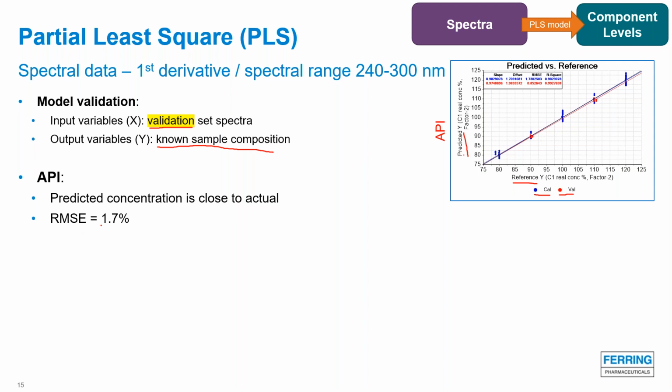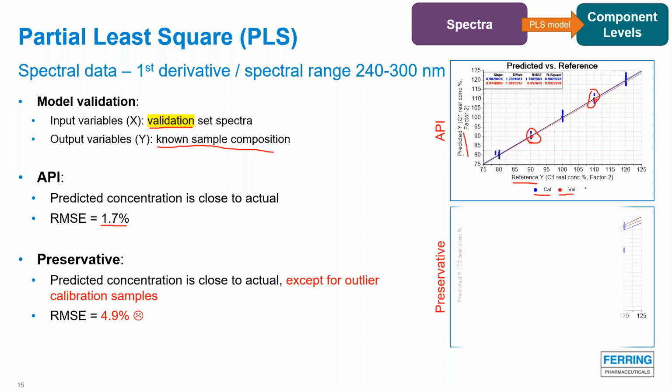We have an error, an RMSE of about 1.7%. And the samples line up gently with the target line that we have here. So that's good. And as you see also, the validation samples are falling close to where they should be. The predictions are falling close to where they should be.